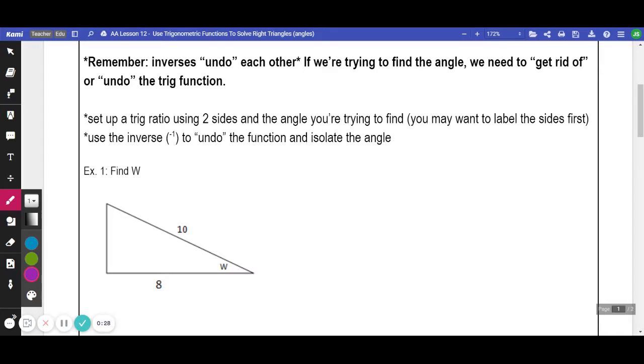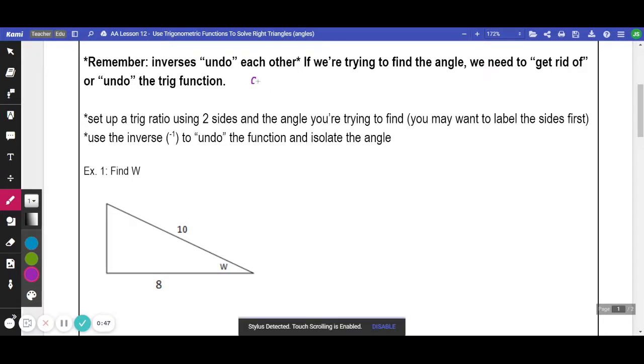So remember that inverses undo each other. They cancel. So like the opposite or inverse of a square root is squaring. The inverse of adding is subtracting. So they cancel each other out or undo each other. And so with trig, to undo a trig function, you use the inverse.